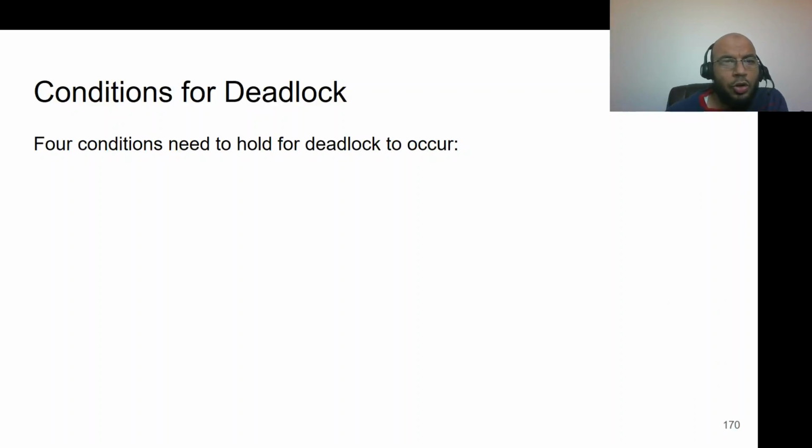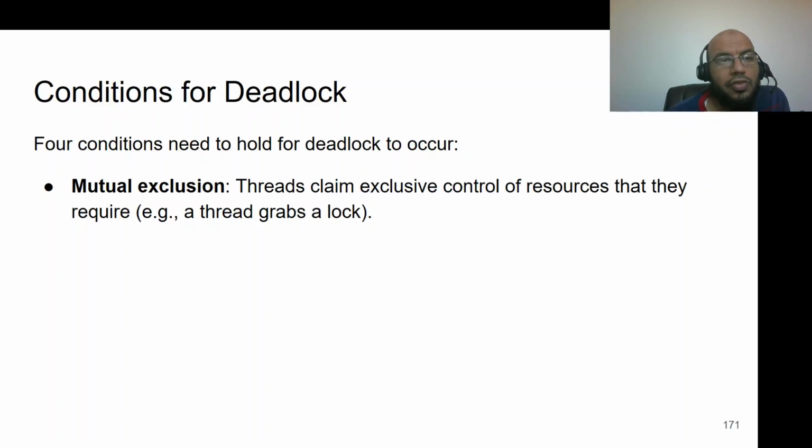So four conditions need to hold for a deadlock to occur. The first one is mutual exclusion.